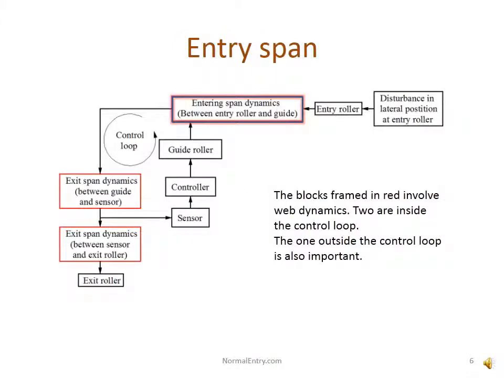Now we're going to talk a little bit about the entering span dynamics block. It has two inputs. One at the downstream end is from the guide roller position, and the other at the upstream end is from disturbances in lateral position that come from upstream sources.